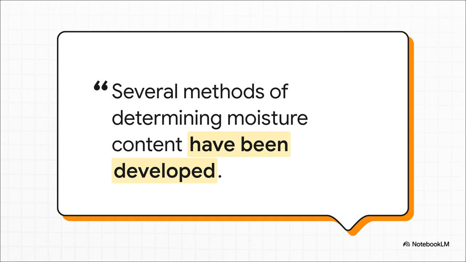In a scientific paper, honestly, who cares which specific scientist developed the methods? That's not the point. The point is that the methods exist and are available. By saying they have been developed, you put the focus exactly where it needs to be, on the methods themselves. It just neatly and elegantly gets rid of the who, because the who doesn't matter here.